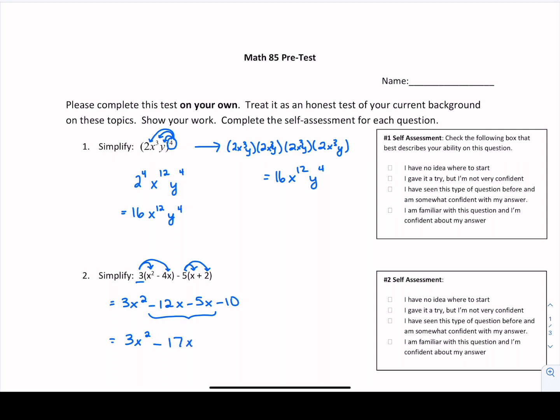Now that constant at the end, that minus 10, doesn't have any like terms, so we can leave that as the final term in our simplified answer. So our final answer here is 3x squared minus 17x minus 10.